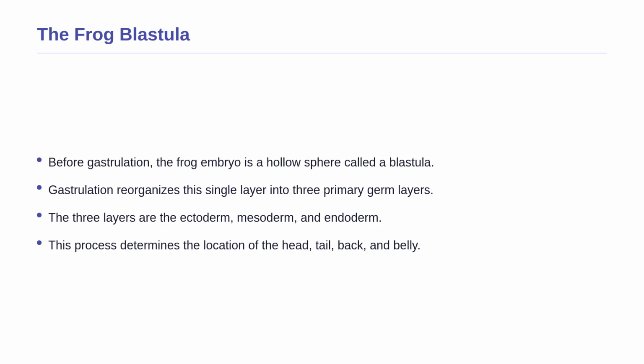Gastrulation is the highly coordinated dance that transforms this simple ball into a complex, three-layered structure consisting of the ectoderm, mesoderm, and endoderm. This is the defining moment when the embryo establishes its fundamental body plan, deciding exactly where the head, tail, back, and belly will eventually be located.